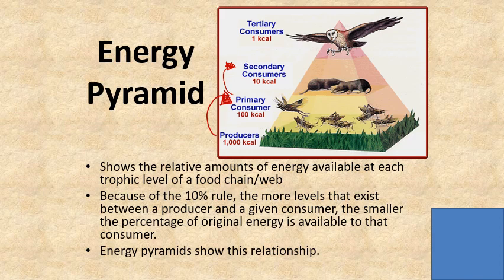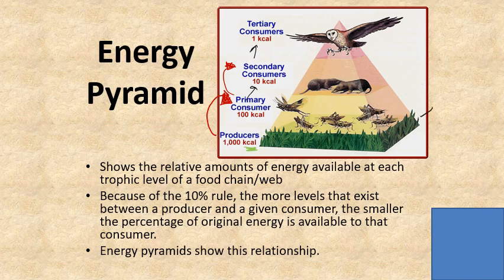As we see, these kilocalories are a unit of energy. And when we move from a producer to a primary consumer, we take that decimal point and just move it over one spot. Same thing from the primary consumer on up. So we go from 100 up to 10, and then 10 up to 1.